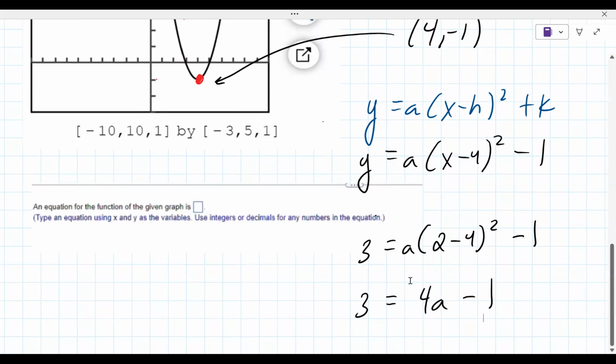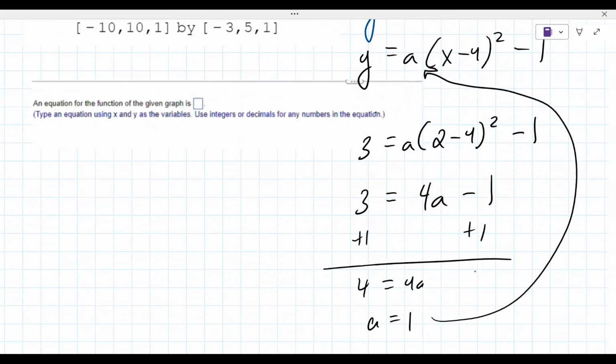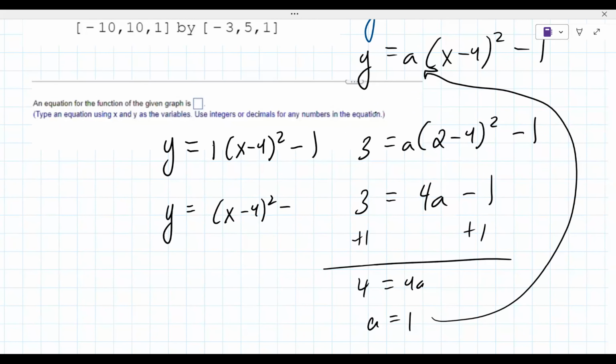How do we solve this for a? What's the next thing to do here? We add 1 to 3, and then divide that by 4. Very good. So 4 equals 4a, so a ends up equaling 1. That goes back into that equation. So it ends up being y equals 1(x minus 4) squared minus 1. You don't really need the 1 in front, so you can just write it as (x minus 4) squared minus 1. Yeah, you can, but it's not needed.